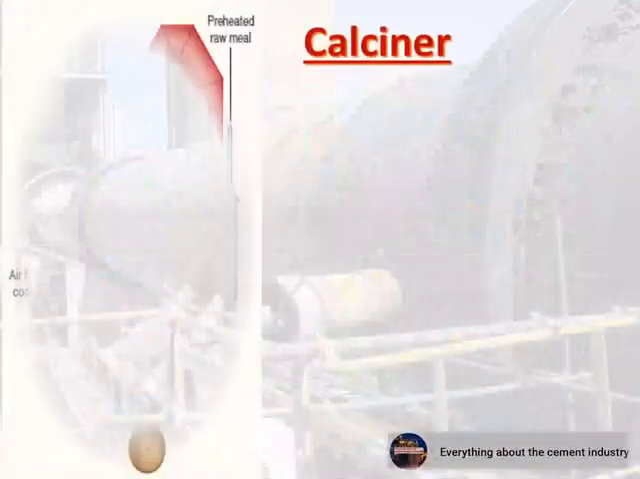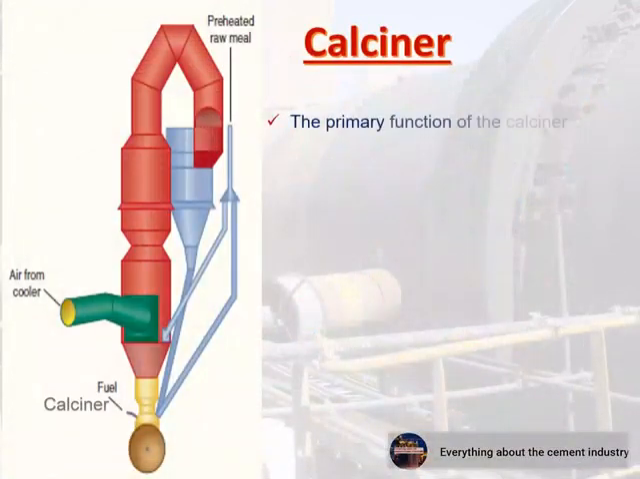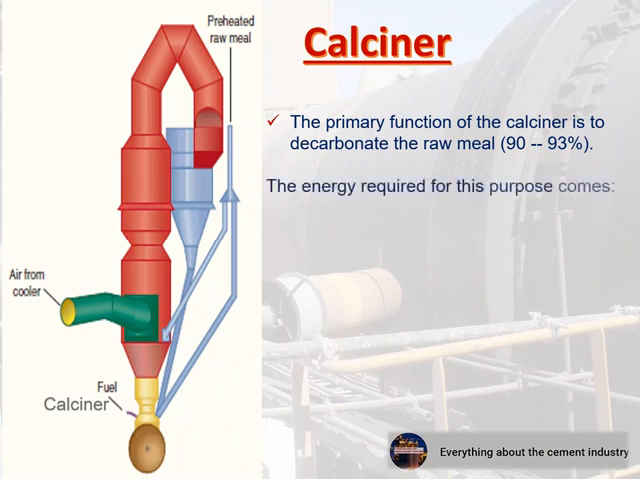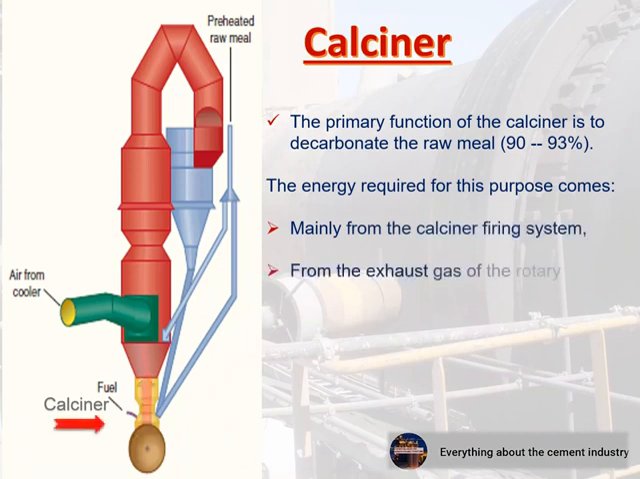Calciner. The primary function of the calciner is to decarbonate the raw meal, 90 to 93%. The energy required for this purpose comes mainly from the calciner firing system, from the exhaust gas of the rotary kiln and tertiary air from the clinker cooler.